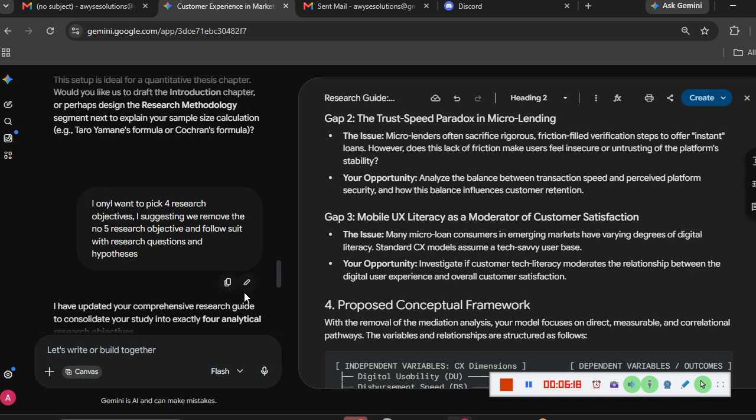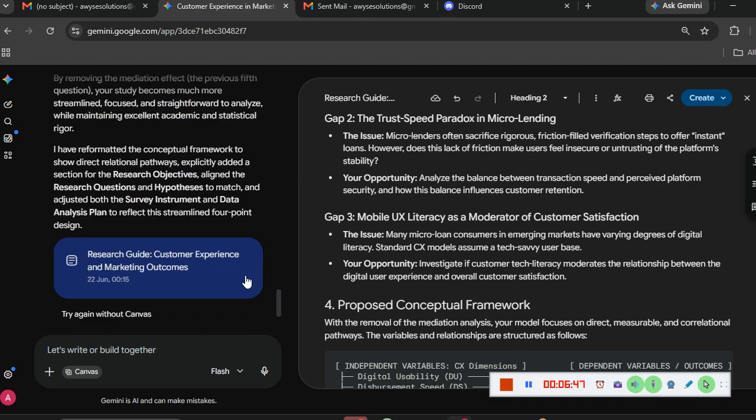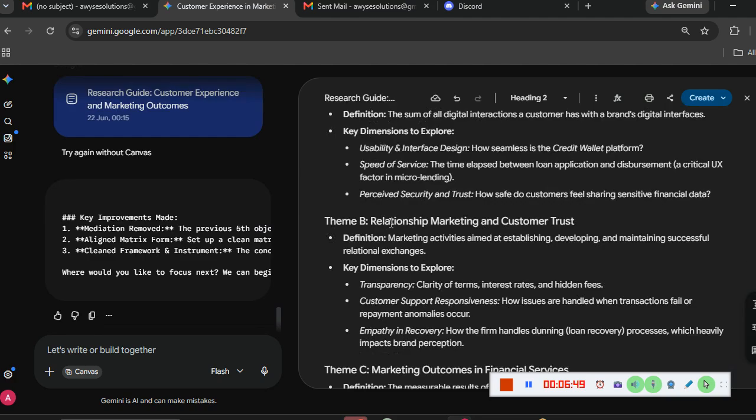So in that sense, I should also put a caveat that it depends on the school or your supervisor. But for this particular one, the supervisor or the school mostly leans towards inferential statistics for the test of hypothesis. So then I said I would suggest removing research question number 5 and following suit with research questions and hypotheses, which it did. So that was when and I have this.